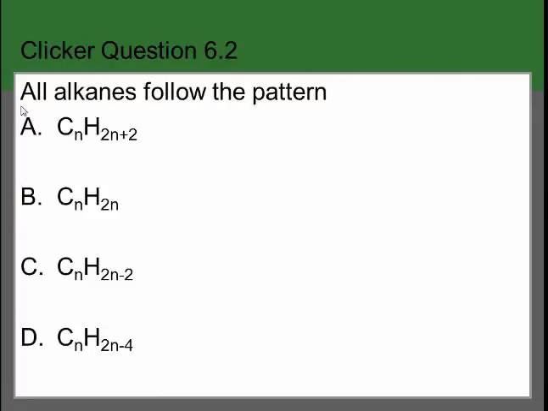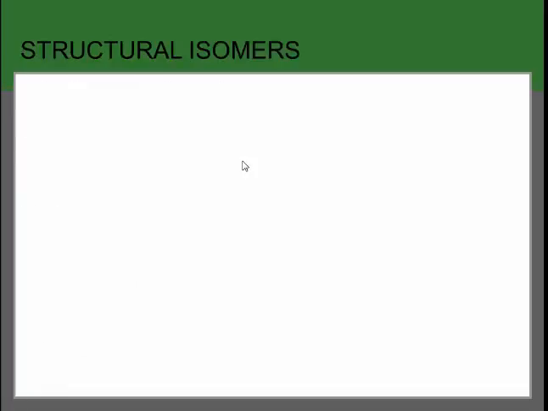Clicker question 6.2. All alkanes follow which pattern? Okay, so remembering from the first section, the formula for an alkane is CnH2n+2. So A is the best answer here. It indicates the formula for an alkane given a certain number of carbon atoms.